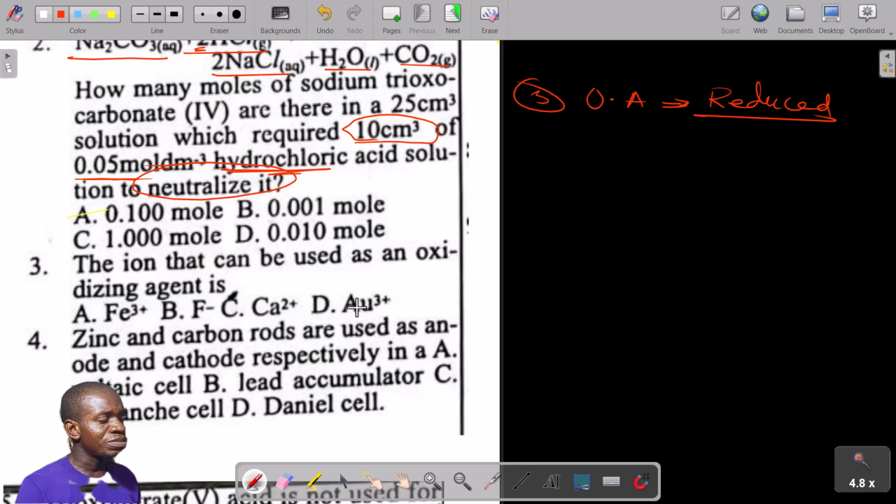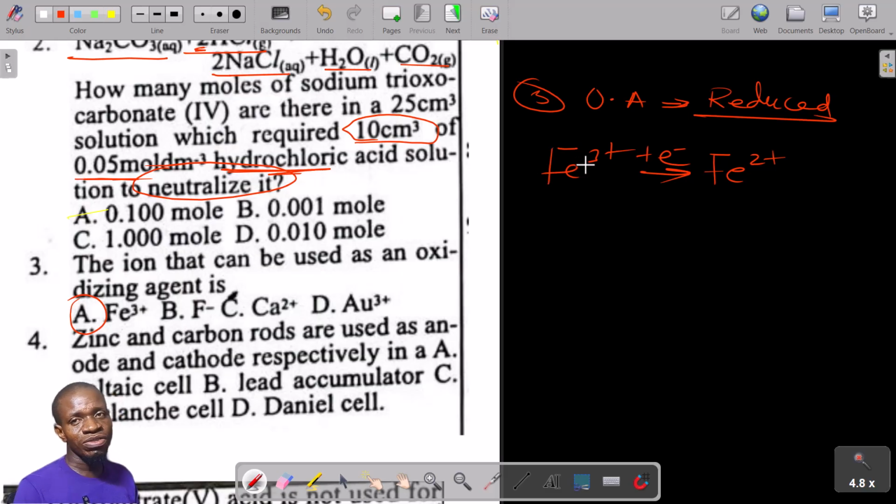If you look at the gold ion, it can be reduced to what? The only ion that can be reduced to another ion is the iron 3 ion. Iron 3 ion can be reduced; that is, iron 3 ion can gain an electron. If it gains an electron, it can be reduced to iron 2 ion. So you see that this iron 3 ion is the only ion that can gain electrons and become reduced to a lower form of its ion. This process makes iron 3 an oxidizing agent. Remember that an oxidizing agent will be reduced. So quick one. Let's go over to the next question.